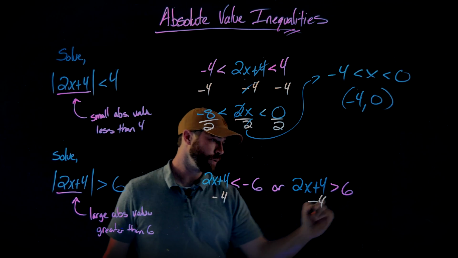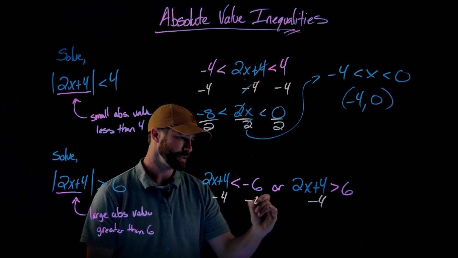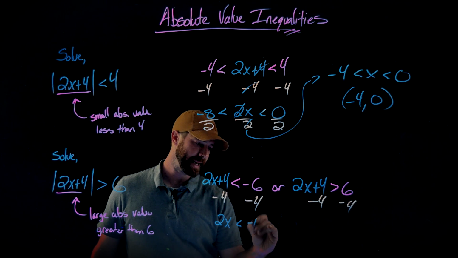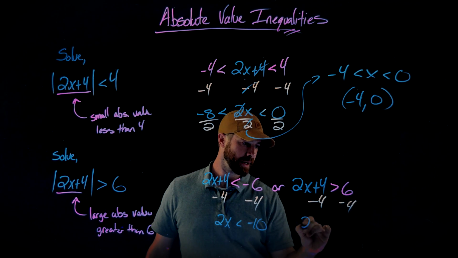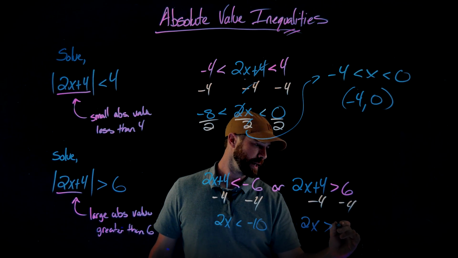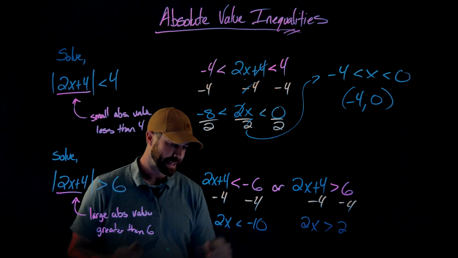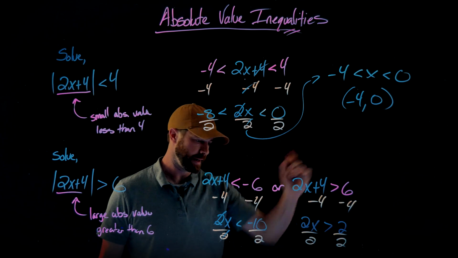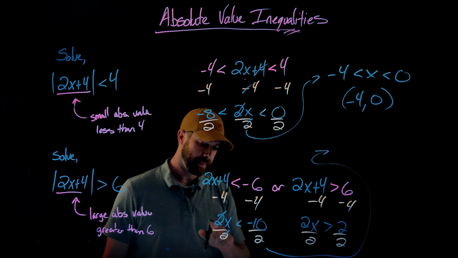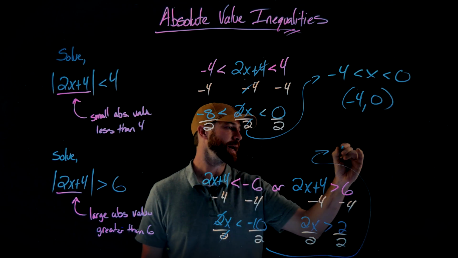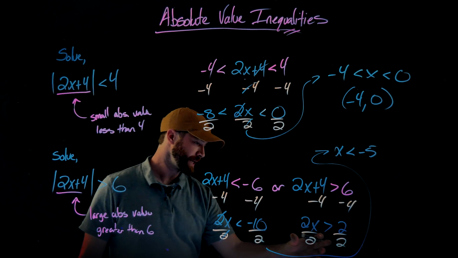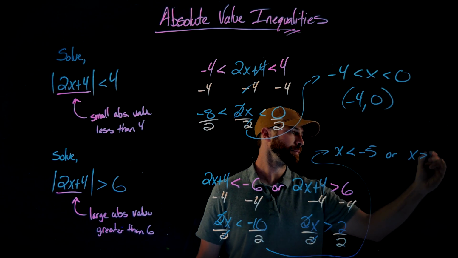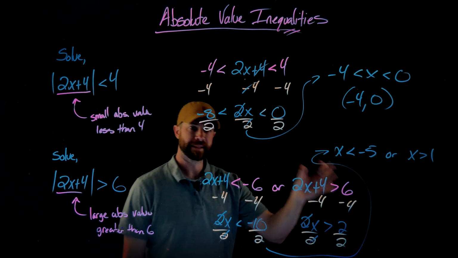For the other one, I'm going to subtract 4 from both sides of these inequalities. Getting 2x is less than negative 10. And in this case right here, I get 2x is greater than 2. Divide both sides of these inequalities by 2. I'll put the solutions for these up over here, because I've got room. This would give me x is less than negative 5. And then this statement right here would be that x is greater than 1. Then this is the inequality answer.